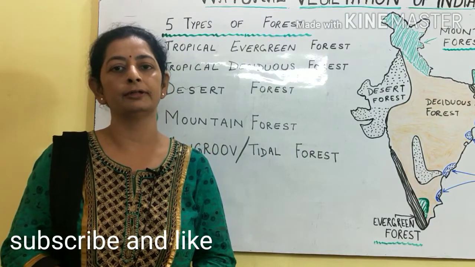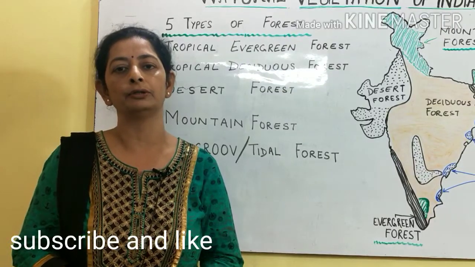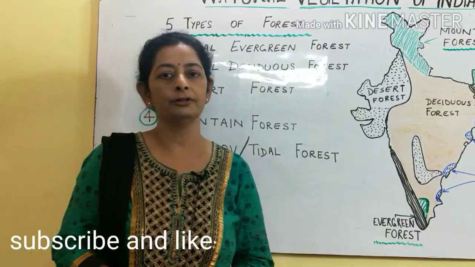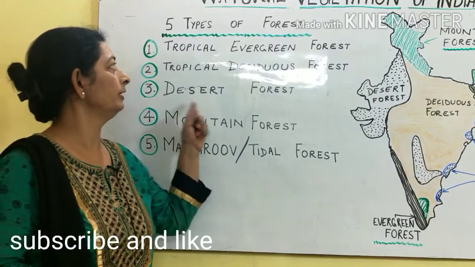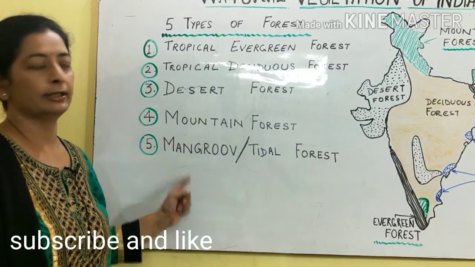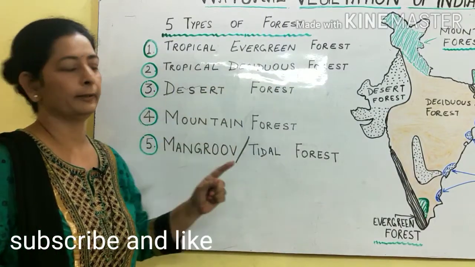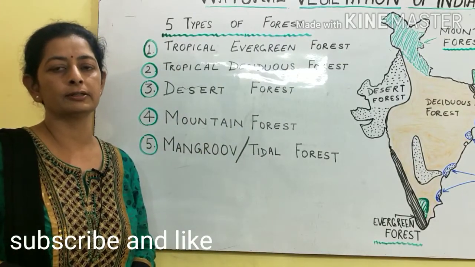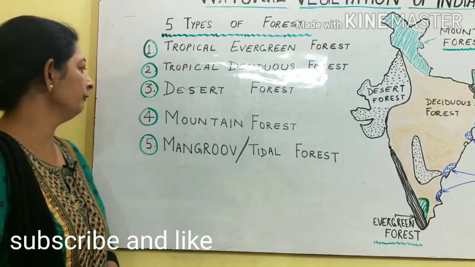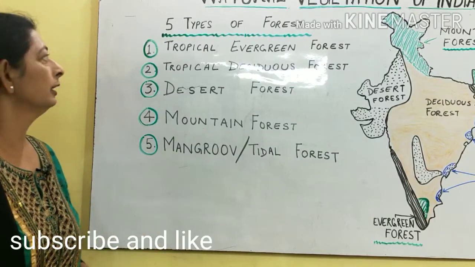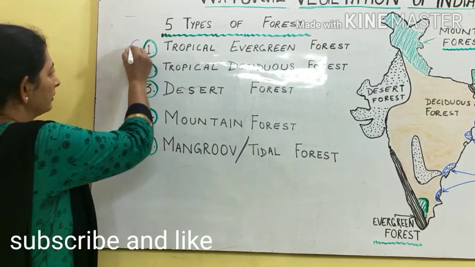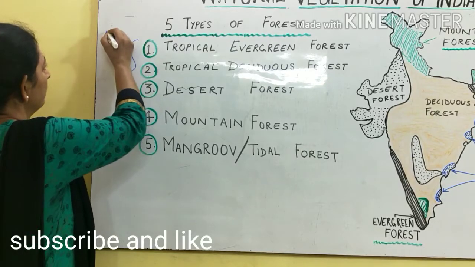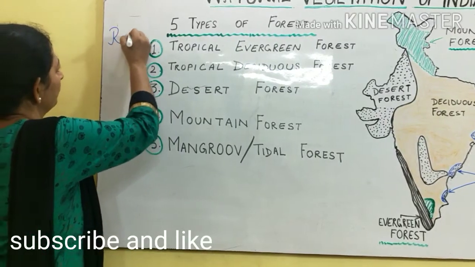You're watching Natural Vegetation of India Part 2. The natural vegetation of India has been divided into 5 categories. 5 types of forest are there. First, tropical evergreen forest, deciduous forest, desert forest, mountain forest and mangrove forest. The first 3 categories depend on rainfall.